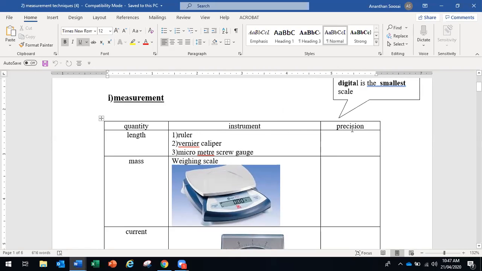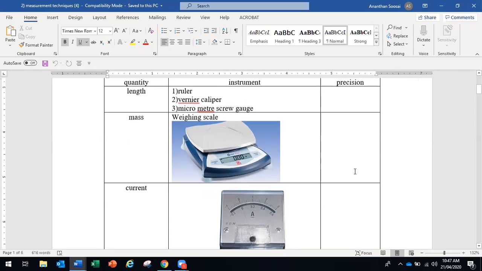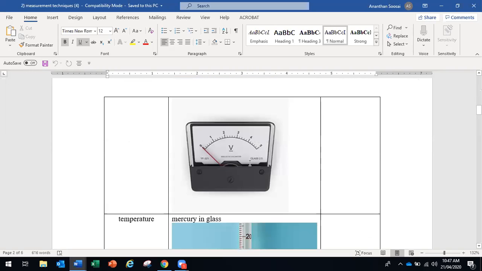Ruler better go for 0.1. This one is 0.01. This is 0.03. Mass here, digital. What is the precision? 0.01. Okay, this looks quite small, we skip this. This one, what is the precision? Voltmeter? 0.1. Good, half of the smallest scale.